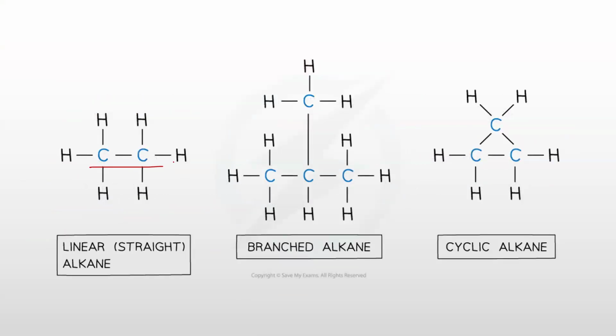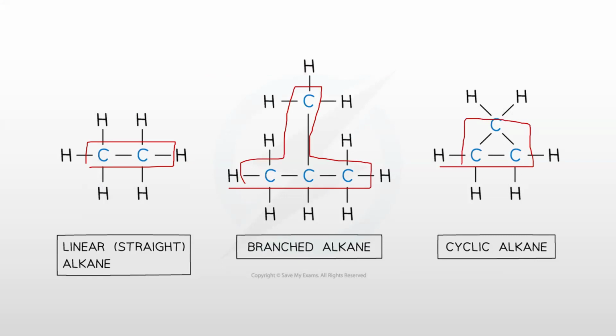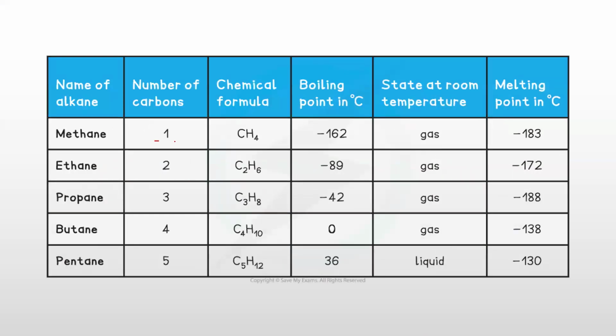You can see a linear straight chain, but it can also be a branched alkane, or the alkane can be cyclic shaped as well. Methane, ethane, propane, butane, pentane, you can see all of them were named with their carbon atoms.